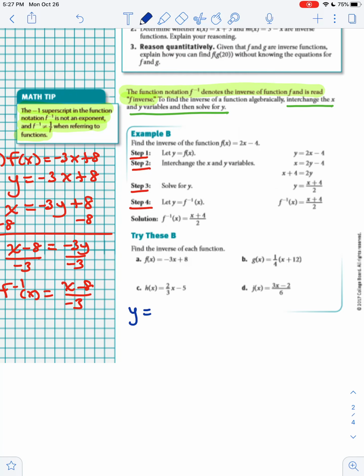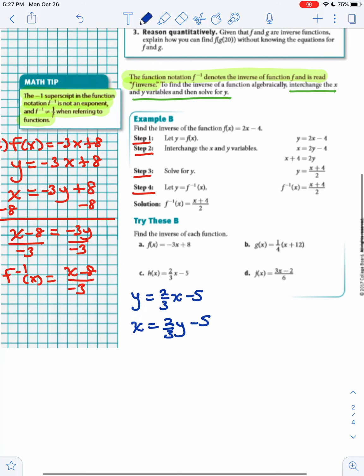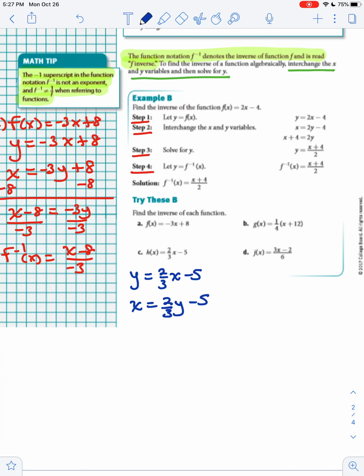Okay, we're going to try another one. Let's go right below it and try part C. So in part C, we have h of x. I'm going to replace it with y. So y equals 2/3 x minus 5. Okay. Now I'm going to switch the x and y. So x equals 2/3 y minus 5.